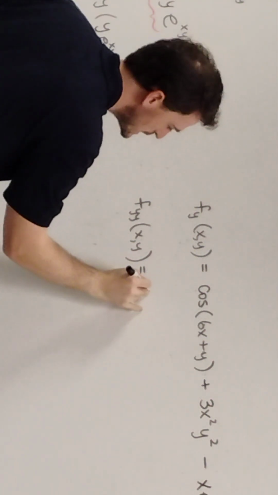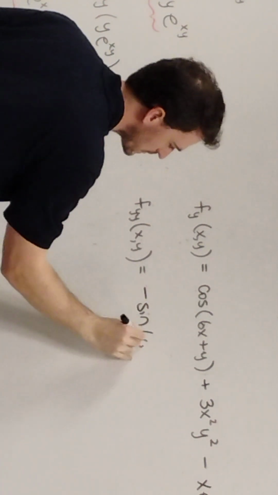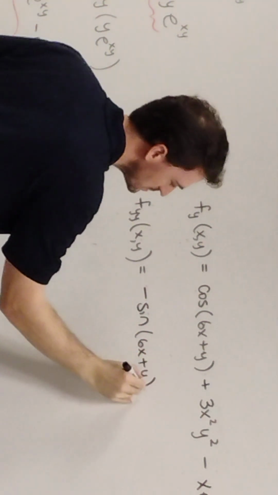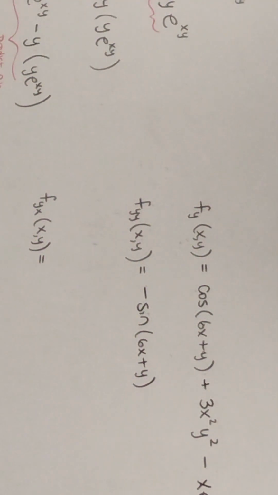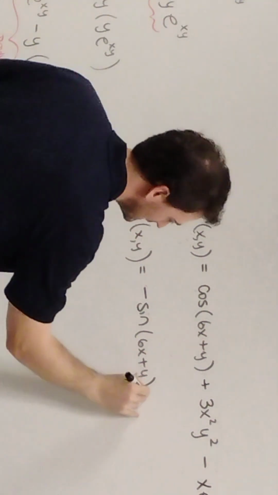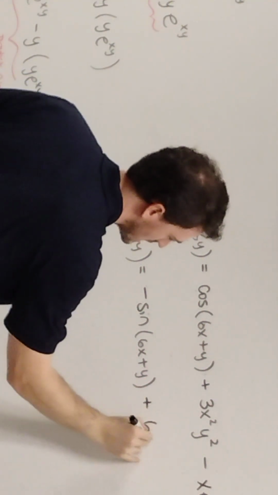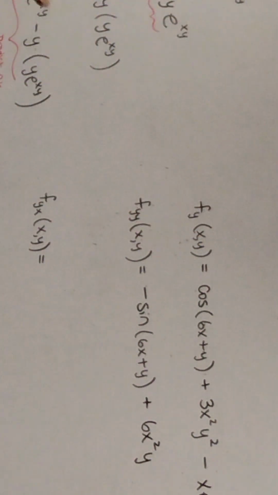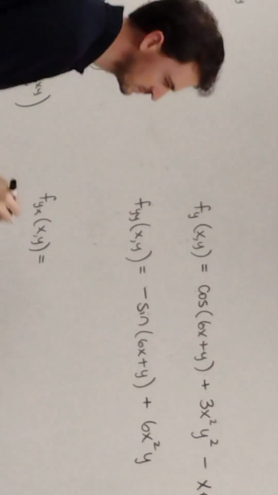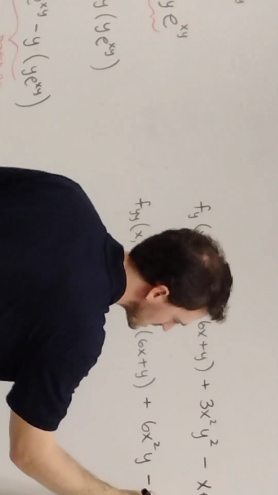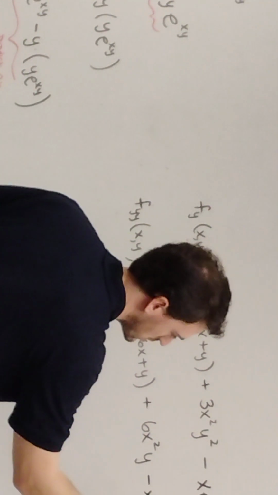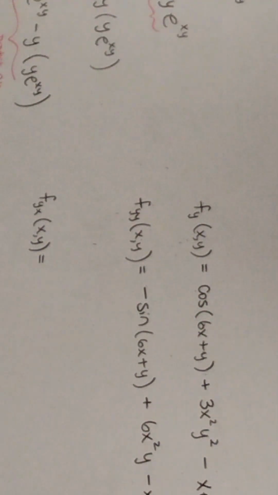F sub yy, that's going to be negative sine of 6x plus y times derivative of the inside, still just times 1. Plus 6x squared y. Minus x times the derivative of e to the xy, which is e to the xy times x.